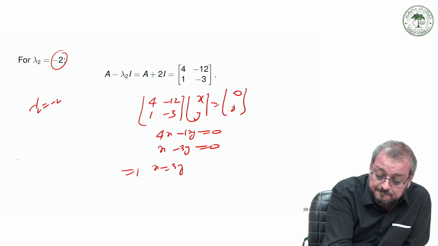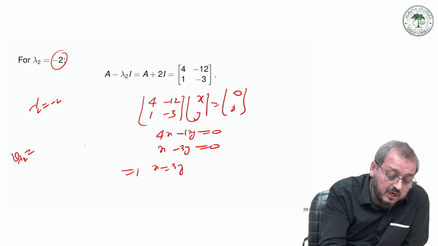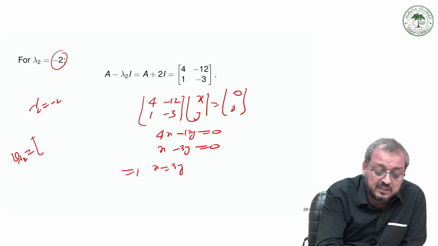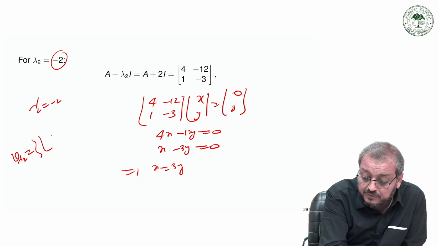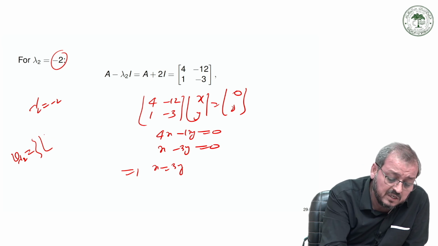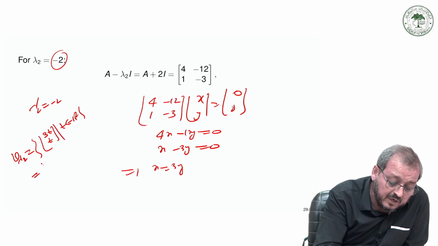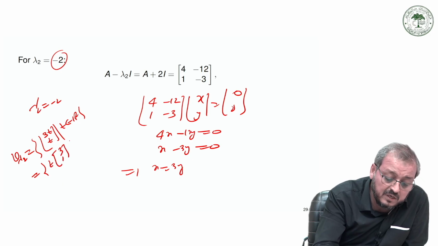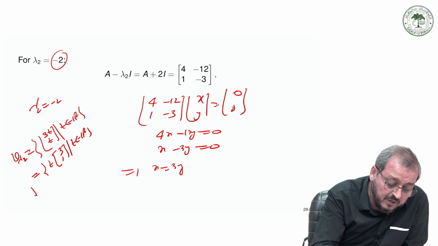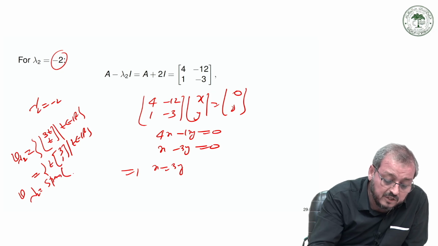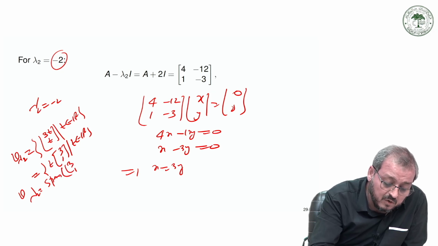So this means we can say that V lambda 2 is equal to, in the form of a set, we can just say that y is equal to t, then x is equal to 3t, so 3t and t, such that t is an element of R. This can be written in the form t times 3 and 1, such that t is an element of R, and then we just say that V lambda 2 is equal to span of 3 and 1.